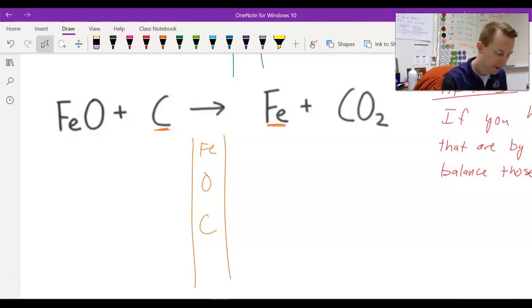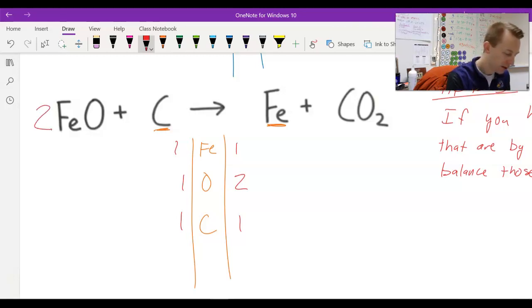Alright, so Fe, 1 on the left, oxygen 1 on the left, and carbon 1 on the left. On the right hand side I've got 1 iron, 2 oxygens, and 1 carbon. Okay, so again I'm going to leave Fe and C alone. I mean they're already balanced, but let's just go ahead and see what we can do here. So if I put a 2 here, Fe goes away, change that to a 2, but that also changes the oxygen to a 2. Okay, and then Fe, cross that one off.